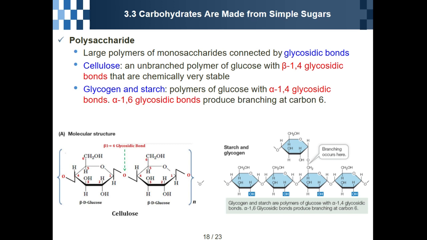How about glycogen and starch? Okay. So they are composed of alpha 1,4, but some of them have the alpha 1,6 glycosidic bond. They have branches like this. Okay, this is the starch and also the glycogen.